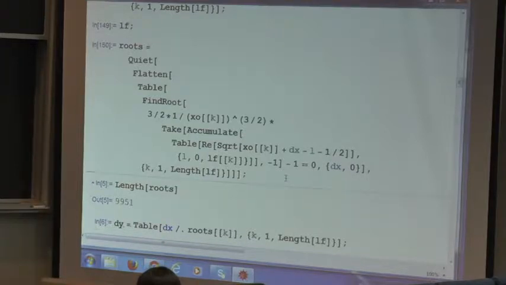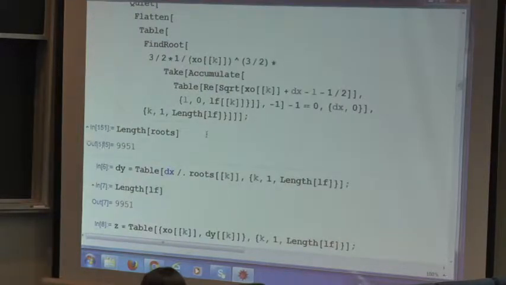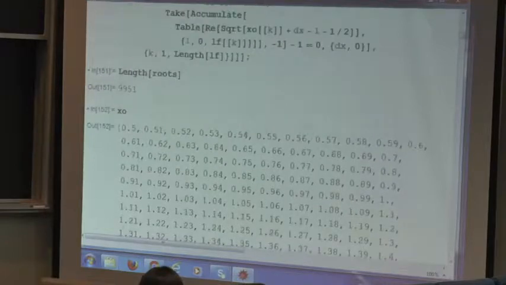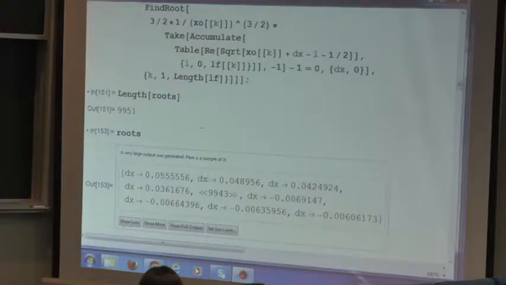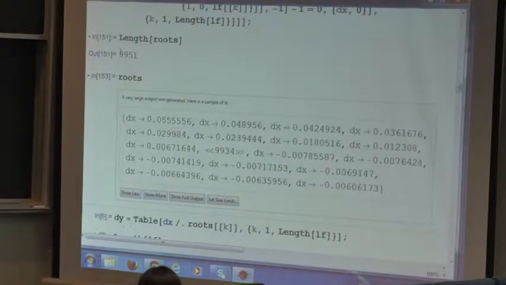So I run this. It's going to take some time. There are 100 values of x naught. Alright, now there are about 9,900 values. If you look at x naught, this is my table of x naughts, okay? And if you look at roots, these are all the values of roots. Dx is 0.0055, dx is 0.048956. So I get about 9,951 solutions. For each value of x naught, I get one solution.